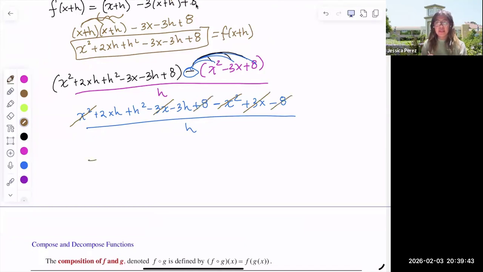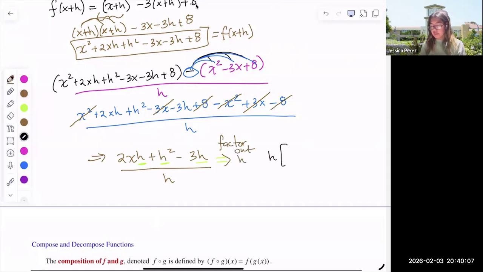So what I have remaining, I have 2xh plus h squared minus 3h all over h. I can factor, they all have an h in common that I can pull out. And I'm going to do that. So I'm going to factor out that h in the front.